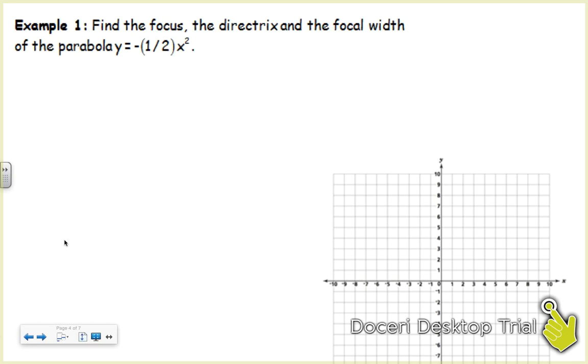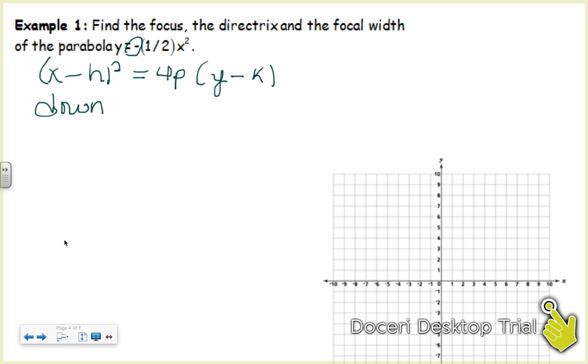It's very strange. So (x minus h) squared equals 4p(y minus k). That's a minus and it doesn't look like it. Because this is negative, I'm opening down. My focus, how I'm going to figure it out, is going to be (h, k plus p).